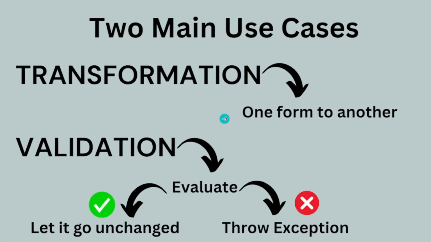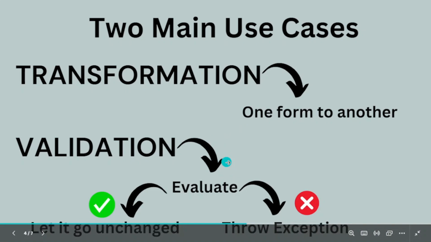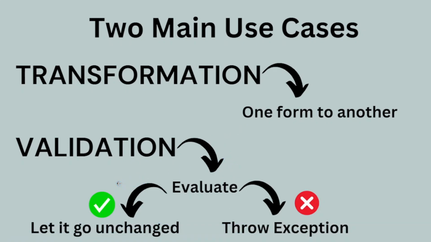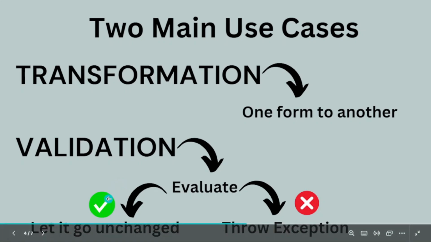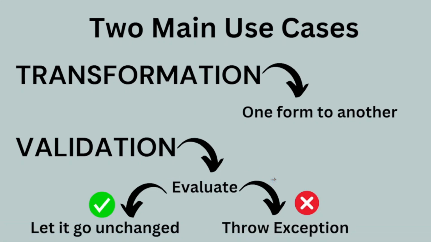Second one is validation. In pipes, validation occurs just like a normal programming concept, where you evaluate a certain condition. If it passes the check, so if it is valid, then the pipe lets it go unchanged. If it is not valid, then the pipe throws some kind of exception. So these are the two main cases for which pipes are used within Nest.js.